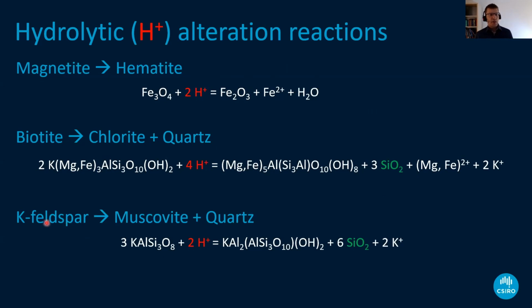The same thing can be seen with the replacement of K-feldspar by muscovite and quartz. Again, the K-feldspar reacts with an acidic fluid to form a phengitic white mica and results in a redistribution of quartz.